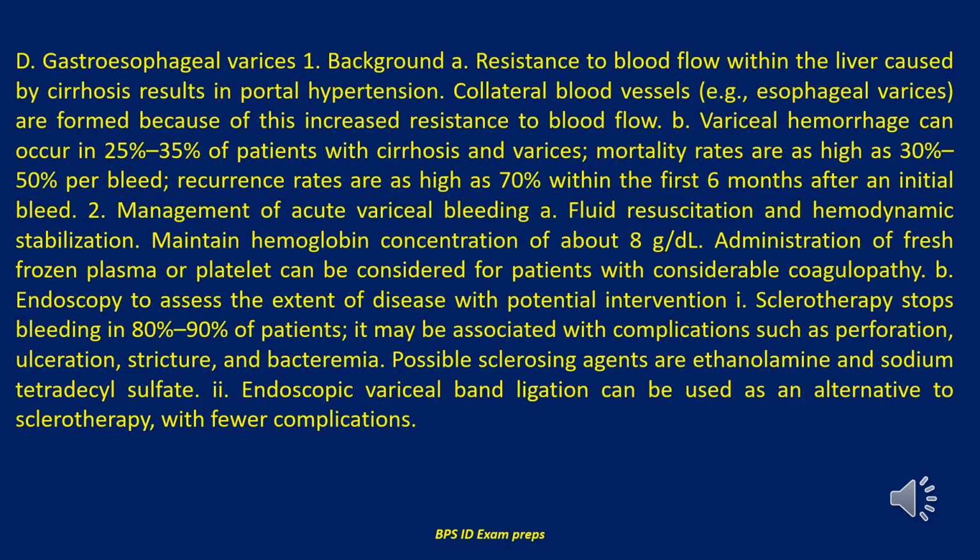Endoscopy is done to assess the extent of disease with potential intervention. 1. Sclerotherapy stops bleeding in 80% to 90% of patients. It may be associated with complications such as perforation, ulceration, stricture, and bacteremia. Possible sclerosing agents are ethanolamine and sodium tetradecyl sulfate. 2. Endoscopic variceal band ligation can be used as an alternative to sclerotherapy, with fewer complications.